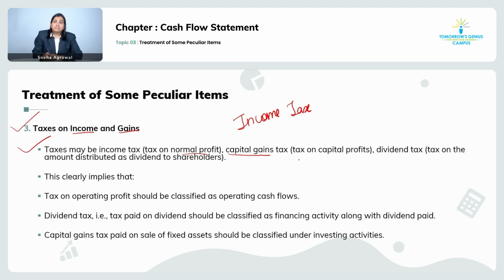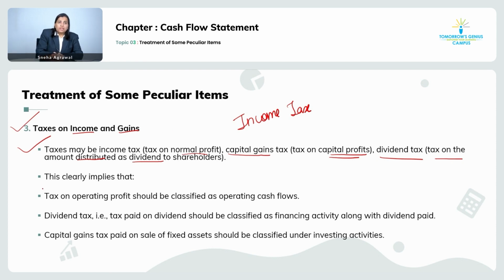What are the capital gains? They are the capital profit. When you sell the asset, your fixed asset like your land, building, furniture, anything, if you earn profit, you are required to pay taxes in the form of capital gain taxes. Dividend taxes is nothing but tax on the amount distributed as dividend to the shareholders. So government charges taxes on dividend as well.